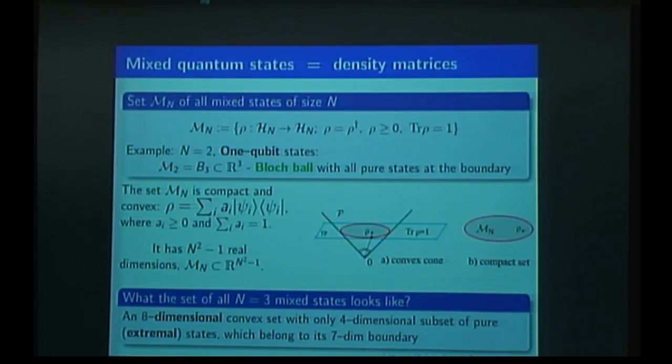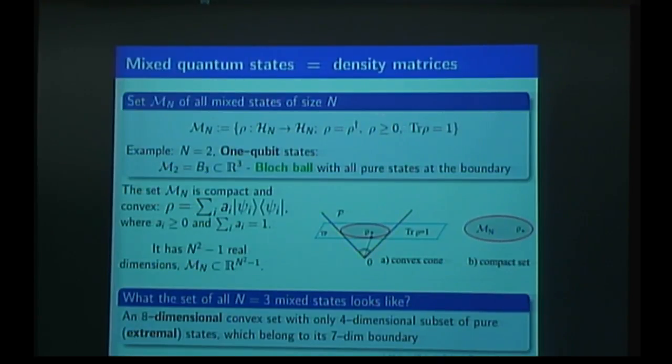Now the question comes, how does the set of all states of size, for instance, 3 look like? Well, it's a bit more complicated. First of all, I was not able to take it with me to Mexico. I like to take different gadgets with me. Why was it not possible? Not because of customs officers at the border, but because the set is 8-dimensional, so I could not bring it with me. This set lives in 8 dimensions. Why 8? Who knows? N squared minus 1.